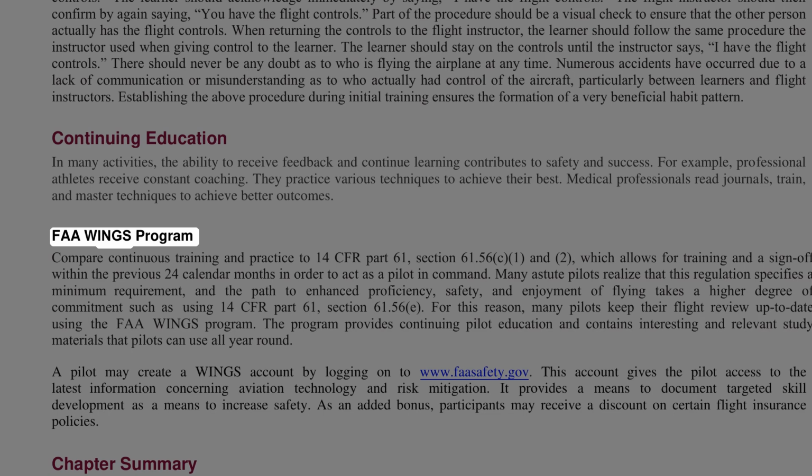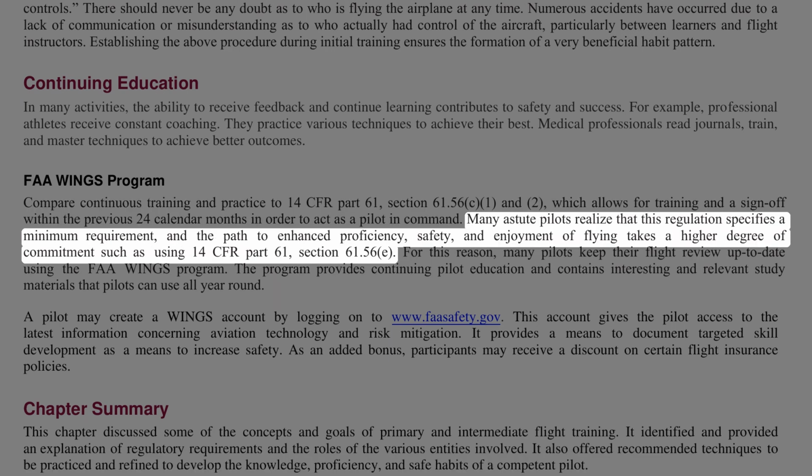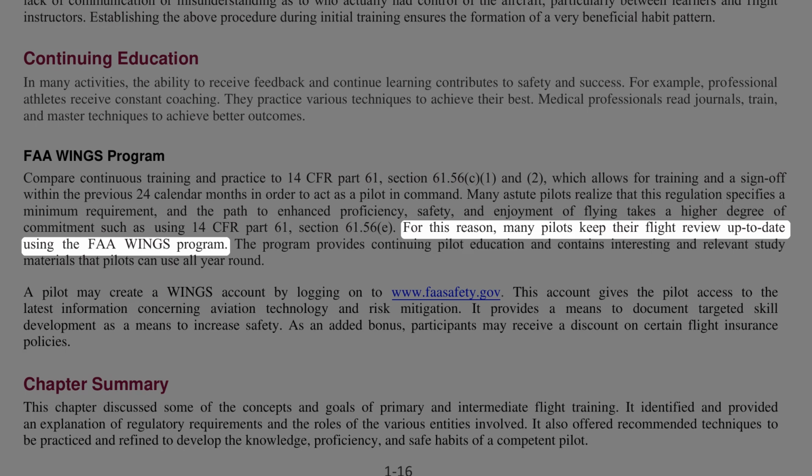The FAA Wings program compares continuous training and practice to 14 CFR Part 61, Section 61.56, which requires a flight review and sign-off within the previous 24 calendar months in order to act as pilot in command. Many astute pilots realize that this regulation specifies a minimum requirement, and the path to enhanced proficiency, safety, and enjoyment of flying, such as using 14 CFR Part 61, Section 61.56(e). For this reason, many pilots keep their flight review up to date using the FAA Wings program.